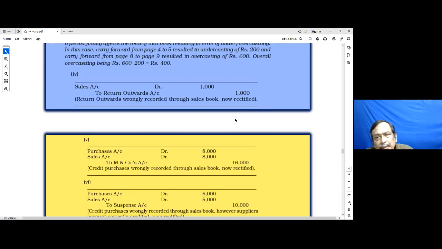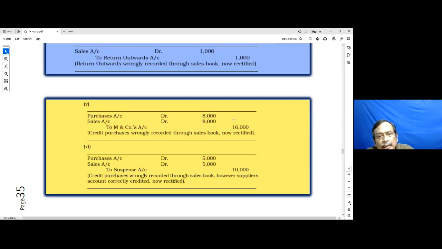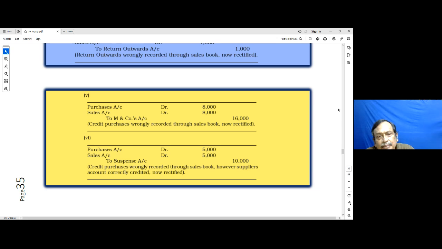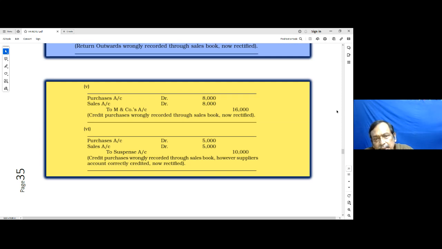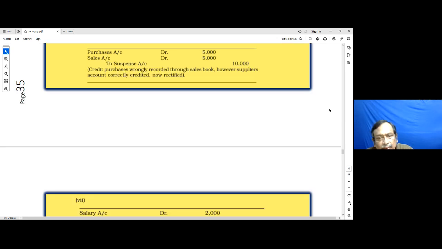Then sales account debit 1000 to return outwards account 1000. Return outwards was wrongly recorded through sales book, now rectified. Then credit purchase is wrongly recorded to sales book, that is purchase account will be debited, sales account will be debited to M and company's account 16,000. That is credit purchase is wrongly recorded to sales book, now rectified. Then credit purchase is wrongly recorded to sales book, however supplier's account correctly credited, now rectified, that is purchase account debit, sales account debit to suspense account 10,000.